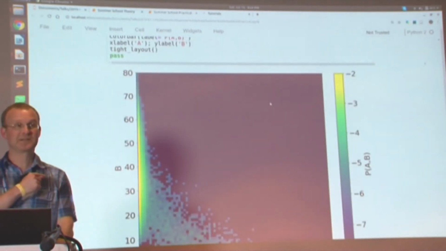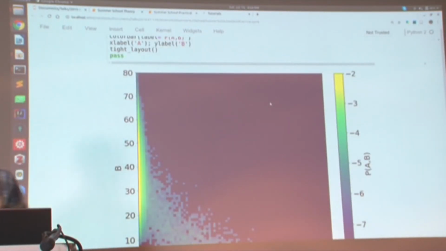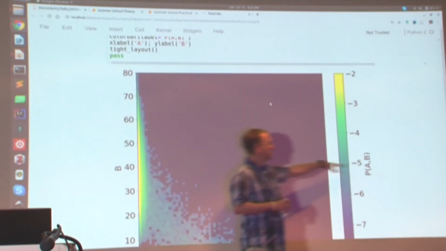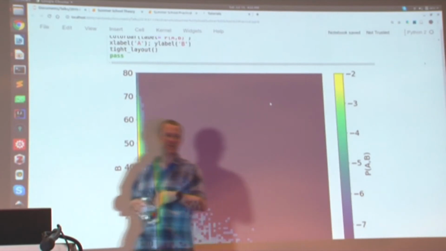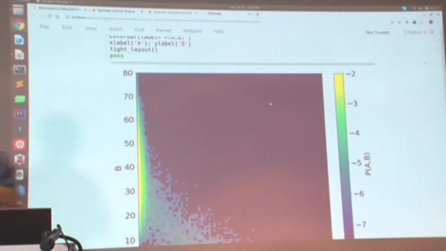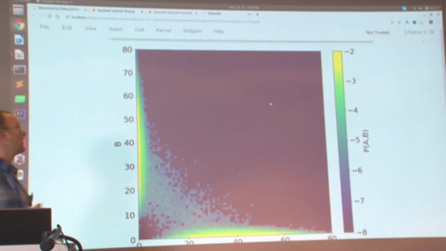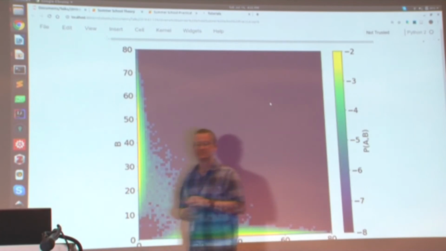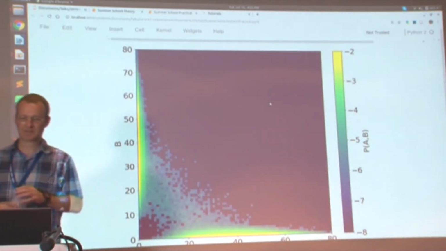All right, questions about this so far? Yeah. So is P of AB your probability? Yeah, it's a joint probability to be in that value of A and that value of B. Okay, I guess I'm a little bit confused because it looks like you have negative numbers there. Oh, yeah, this should be log. This is log 10 of probability. Okay. Yep.